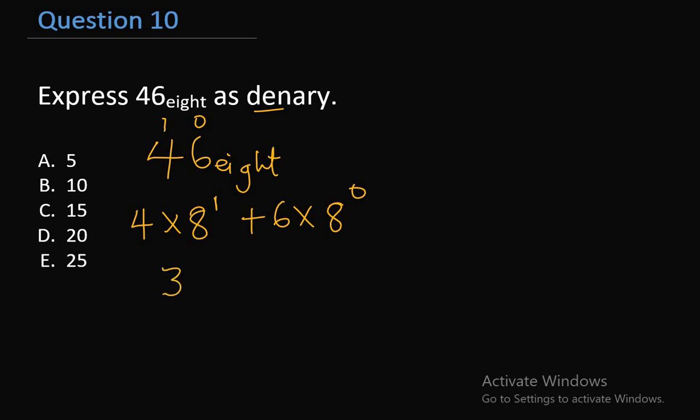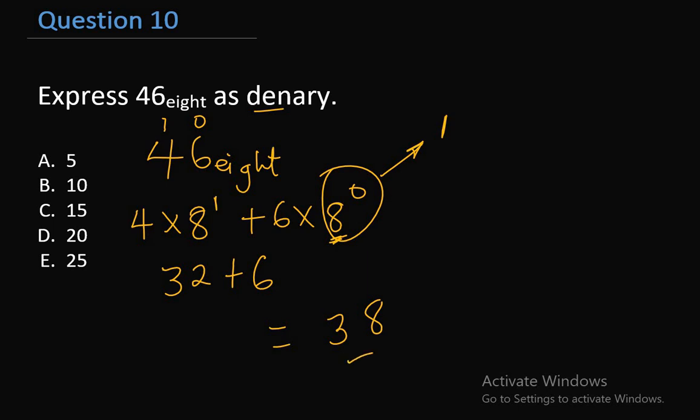4 times 8 is 32 plus, in mathematics, anything raised to the power of 0 is equal to 1. So this 8 raised to the power of 0 is equal to 1. 6 times 1 is 6. 32 plus 6 will give me 38. Alright, so the right answer is 38. Sorry for the mix-up. The right option is not there, but just learn how to do this. And note that the right answer is 38, which is now in base 10.